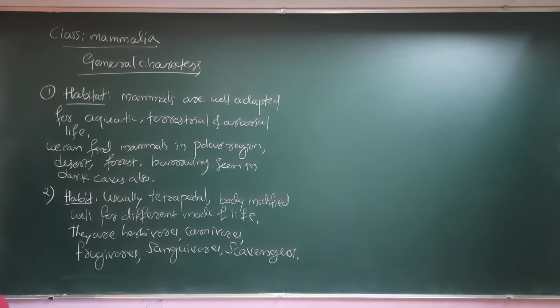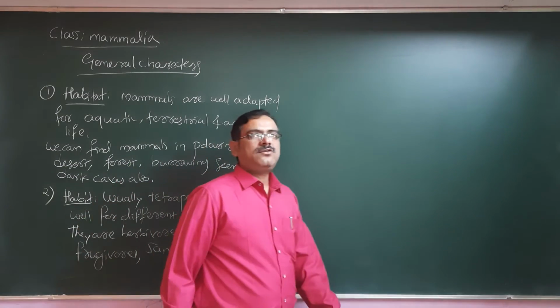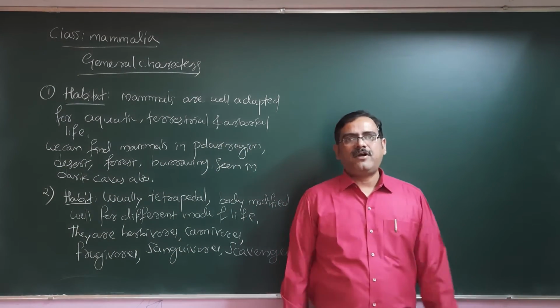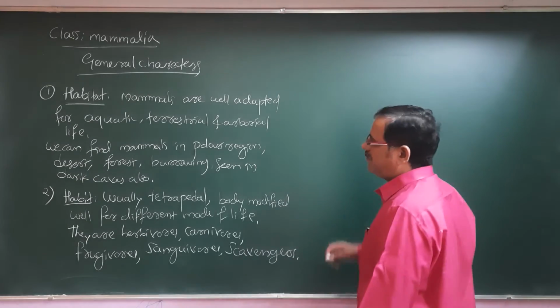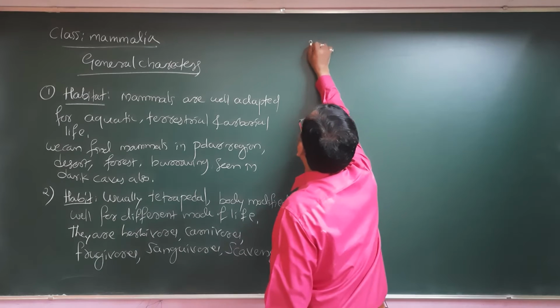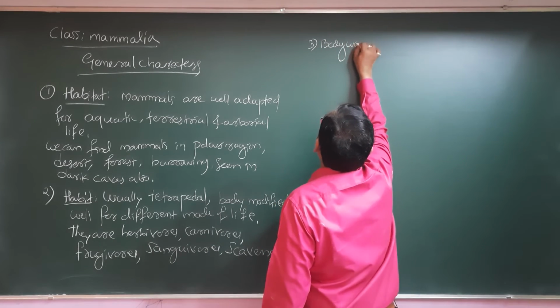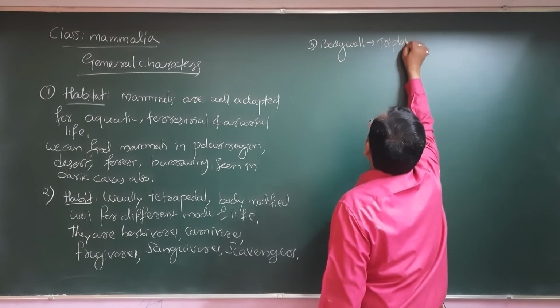So habit as such is usually tetrapedal, body modified well for a different mode of life, they are herbivores, carnivores, frugivores, sanguivores and scavengers also. So looking into their third important point, that is what we say body wall. Body wall, yes, they are triploblastic.